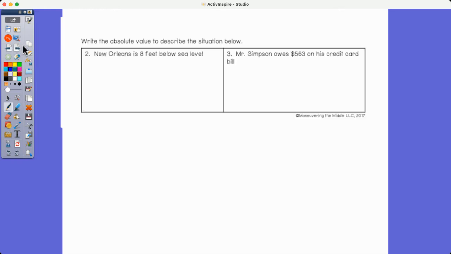It says write the absolute value to describe the situations below. It says New Orleans. Here's my city. We've got a sun. There's New Orleans, which is 8 feet below sea level. Here is sea level. Look, New Orleans is beneath sea level. So it's down 8 feet. It is asking, write the absolute value. Remember, we write absolute value like this. So I want to know, what is the absolute value of -8? How far is -8 from 0? Well, the answer is 8. Good job.